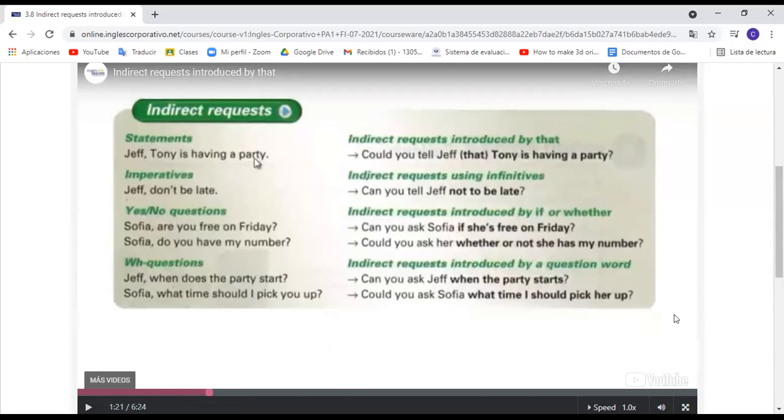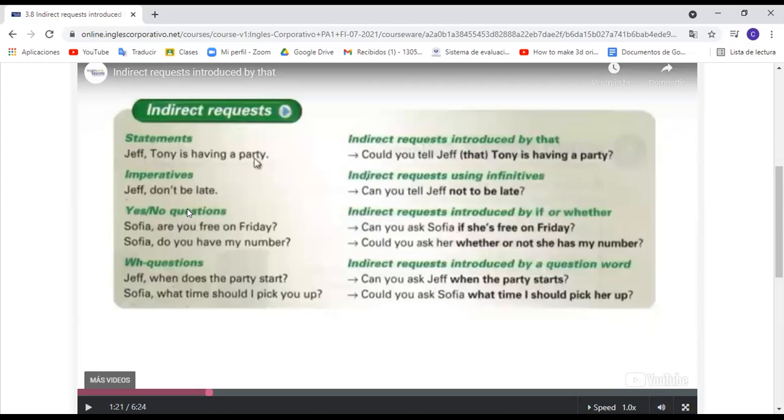We can read and we can identify. We don't need to watch the entire video to get the idea. Here we have a sentence, right? The sentence, Tony is having a party. I want to ask Jeff. So the only thing that I do is, could you tell Jeff that Tony is having a party? Now I use tell and not ask because I am informing. The same here, I am informing. I am not asking for information.